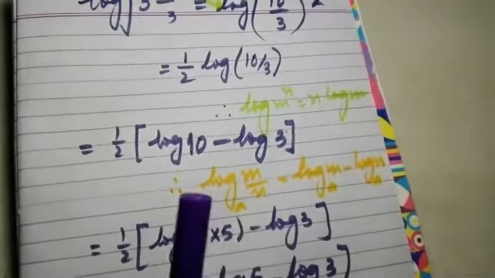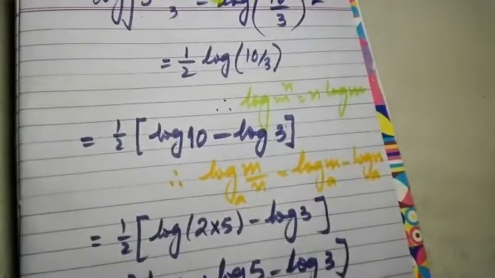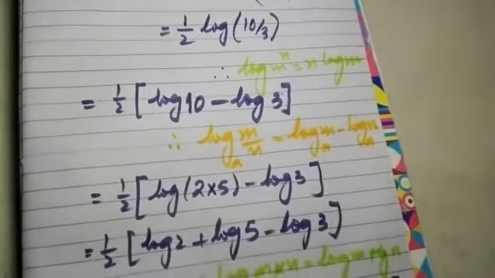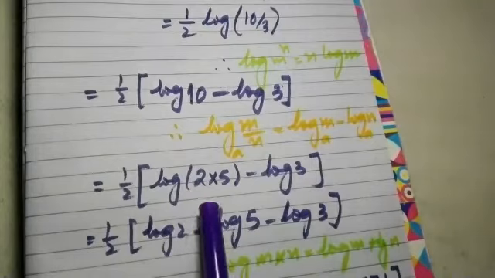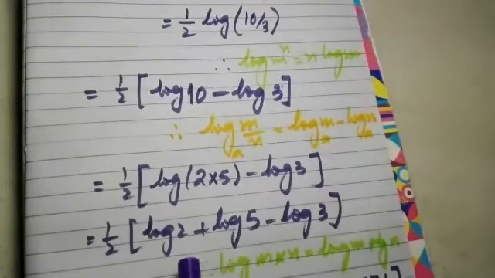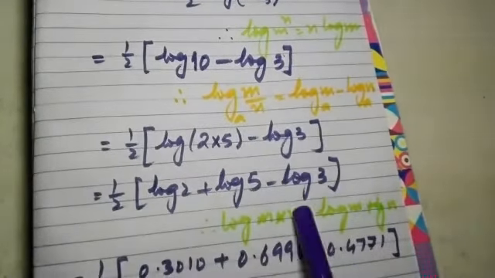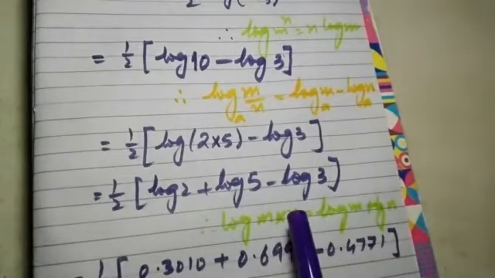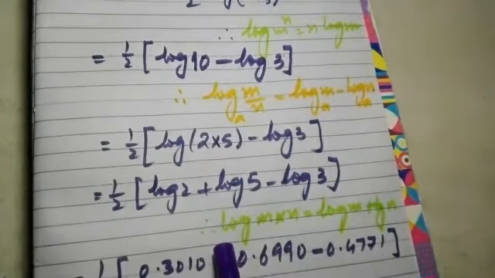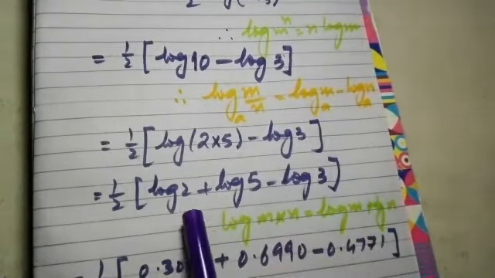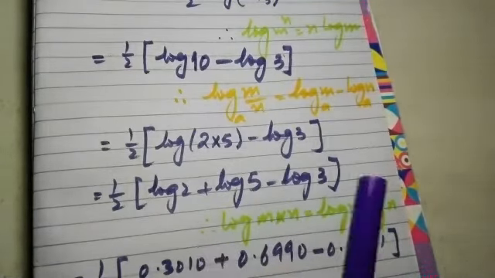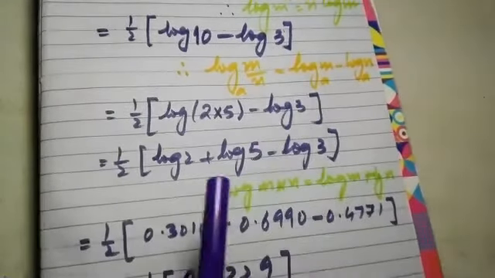The reason is very simple: it is provided in the question that we have to use the given logarithms of 2, 3 and 5. So I have converted 10 into the multiple of 2 and 5. In the next step, 2 into 5 is written as a sum of two logarithms. This is done because of the first law, which states that if any two numbers are multiplied and log is applied, it will be written as the sum of two individual logarithms. So this is log 2 and log 5.